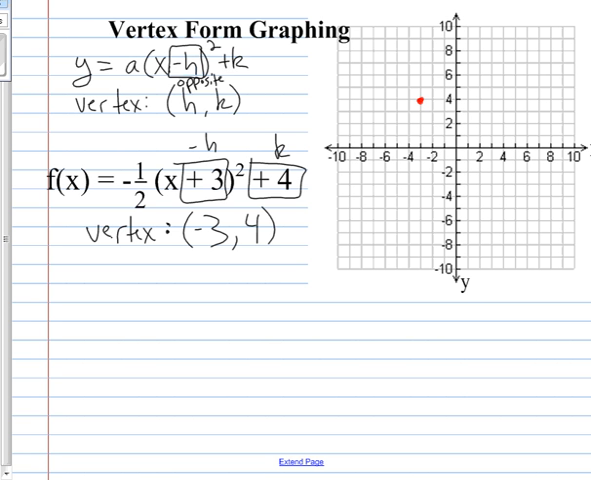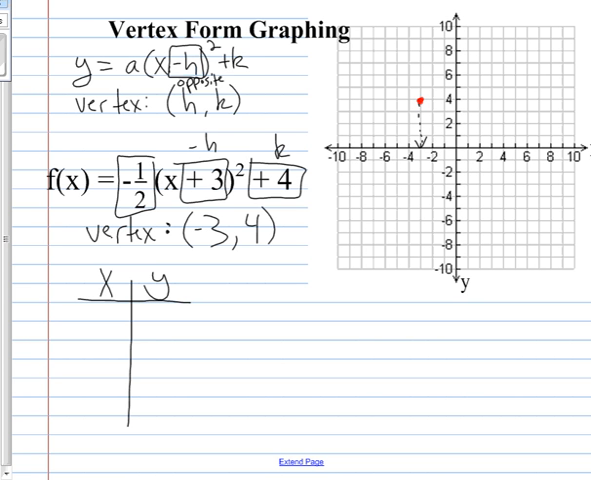Now, since our quadratic has a negative a value, that means that our quadratic is going to open down. So I know that it's going to go down, and the vertex is that turning point, so that's going to be the maximum. So we're going to make a little xy chart to fill in a few more points to get a good feel of how quickly or how slowly this quadratic moves downward.